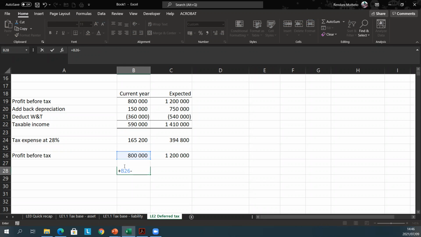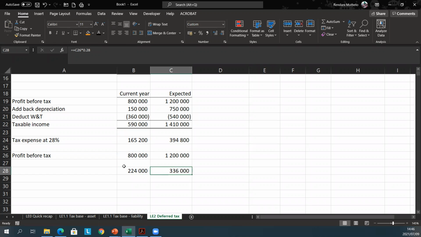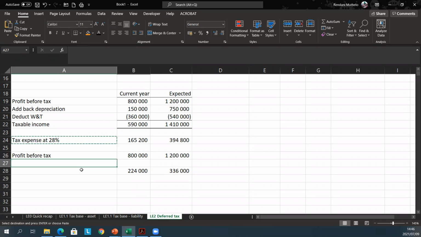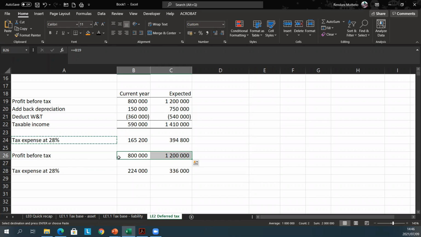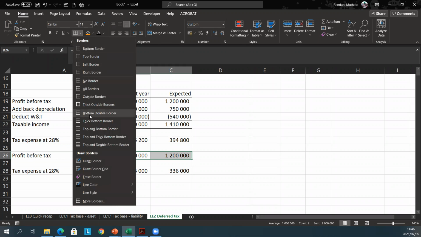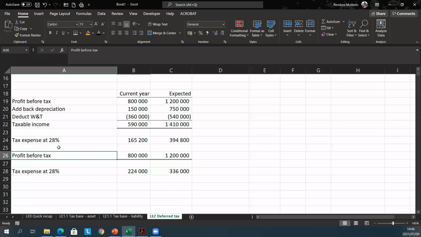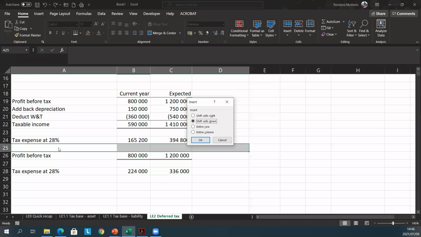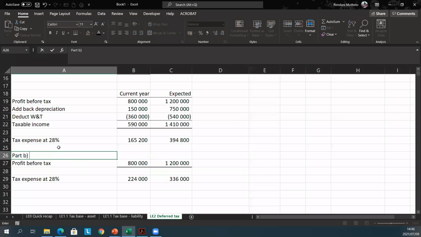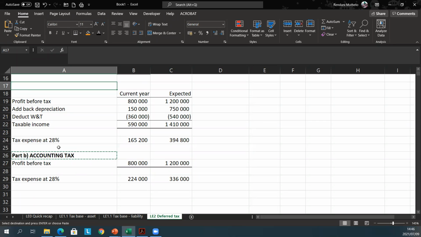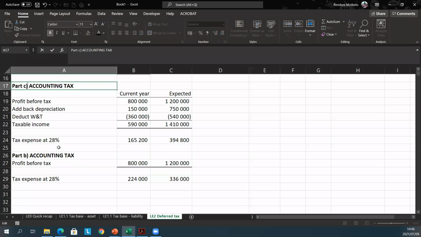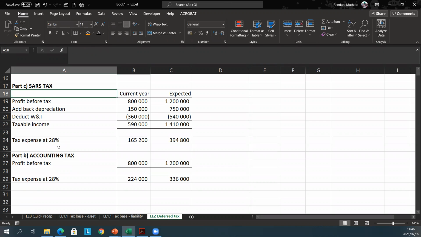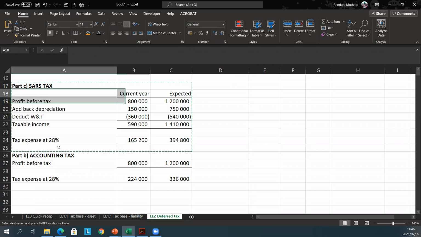So we expected to pay what? 224. And so if we then do that, we expected to pay tax of 224 and 366. So maybe let me just highlight that for part B, we were looking for accounting. So this is part B. So this is accounting tax. Maybe it should be clear. I don't think it was as clear as I wanted it to be. Then this is SARS tax. Let's just make it follow each other properly.